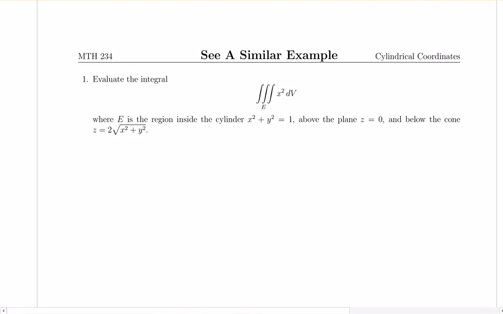In this video, we will evaluate a triple integral by converting it into cylindrical coordinates. So in this integral, we're just integrating the function x squared, and the region given to us is inside of the cylinder, above the xy plane, and below a certain cone. So it looks something like this.